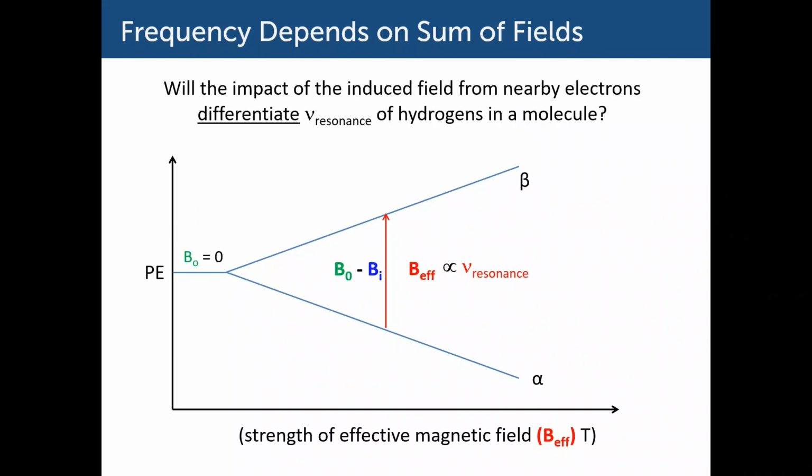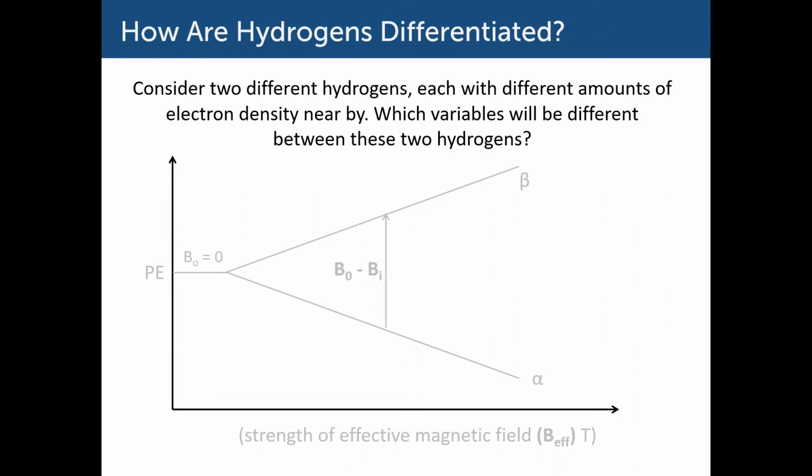So how will that help us? Well, we're trying to decide whether the impact of induced magnetic fields from nearby electrons can help us actually tell one hydrogen from another, or differentiate them. And I think we could actually do this together, or rather you could think through it.